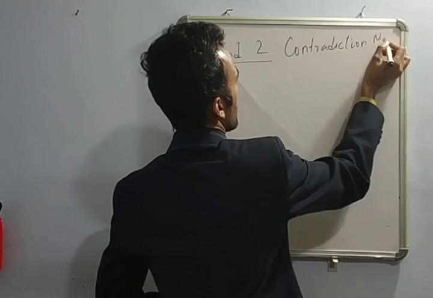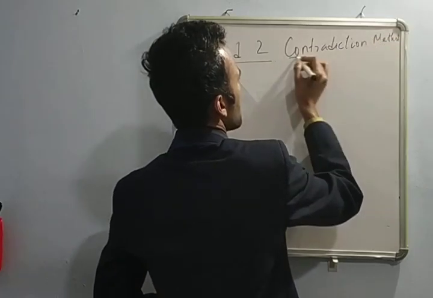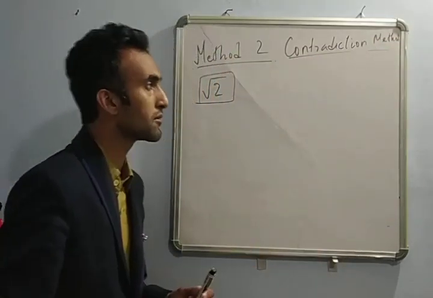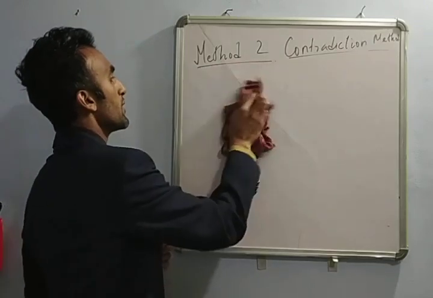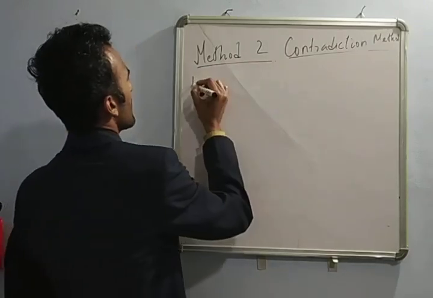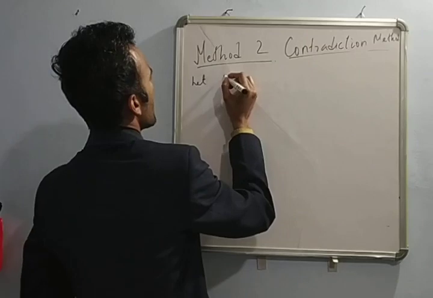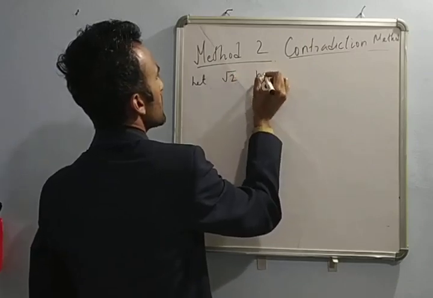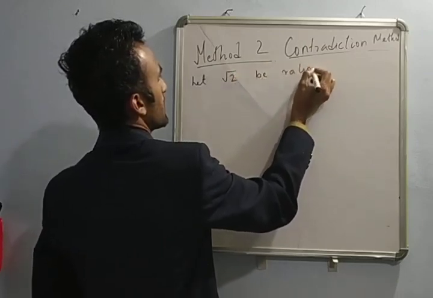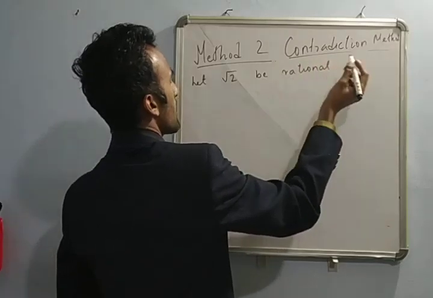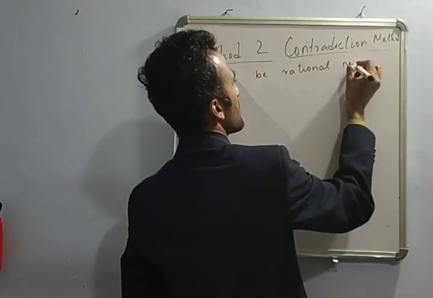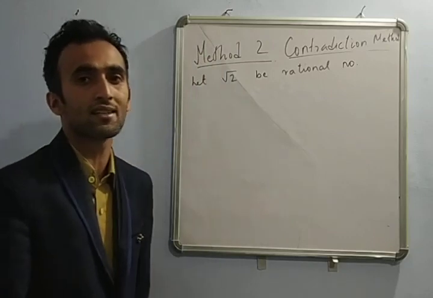Contradiction method. Now see it very carefully. Very interesting. So many new things you will learn. Okay, so I will do it what? Let square root of 2 be a rational number. Remember my assumption: square root of 2 is a rational number. I assume it.